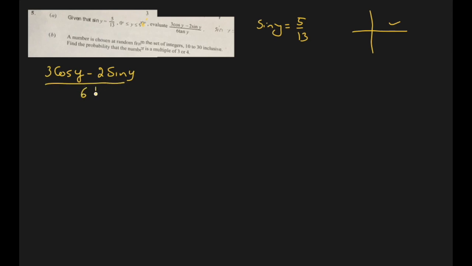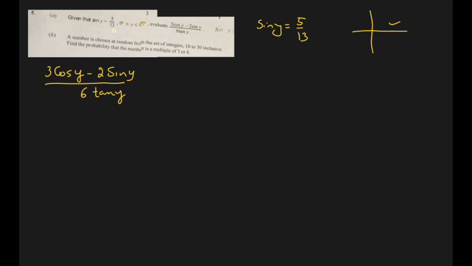Given that sine Y is equal to 5 over 13, and Y is between 0 and 90 degrees. This is 90 degrees. This is 0 and 90 degrees. That means it's an acute angle in the first quadrant only here. Evaluate 3 cos Y minus 2 sine Y over 6 tan Y.